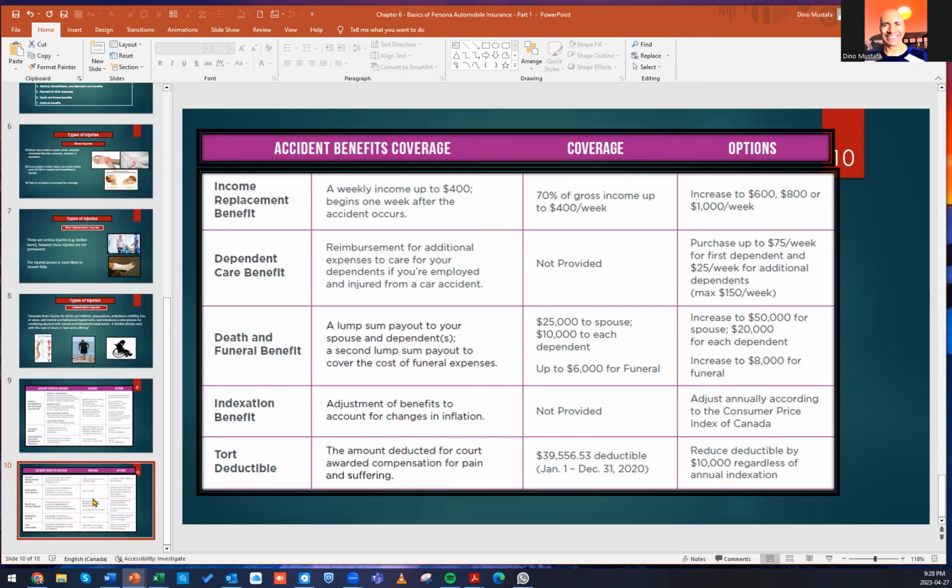You may get questions about these amounts, the optional benefits for catastrophic injury, non-catastrophic, income replacement. So you need to know these amounts.